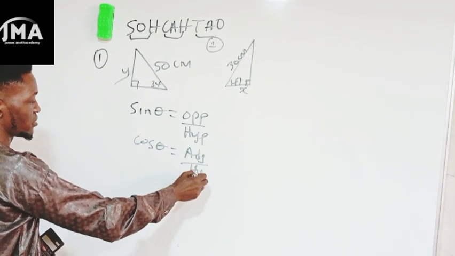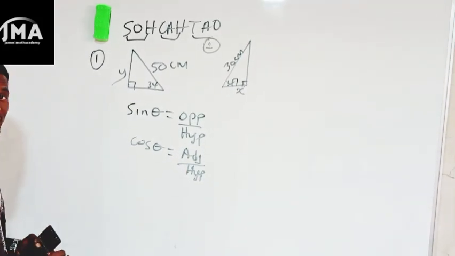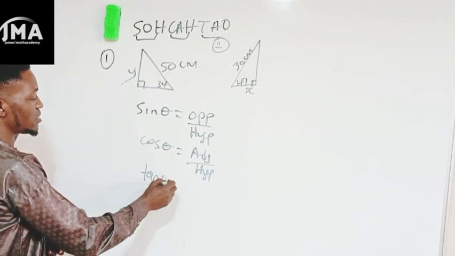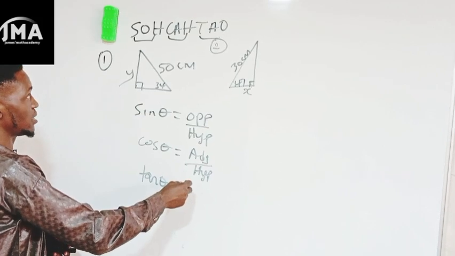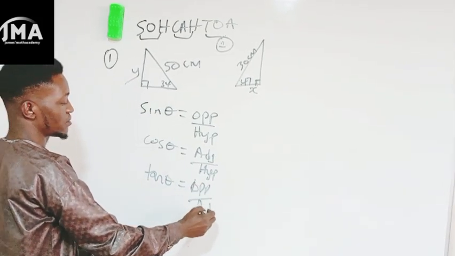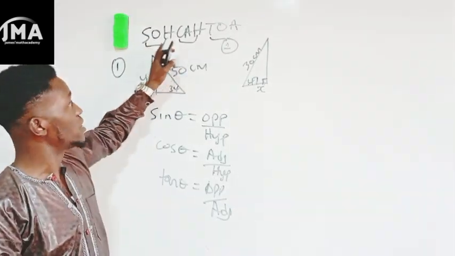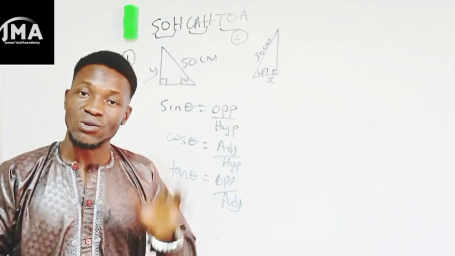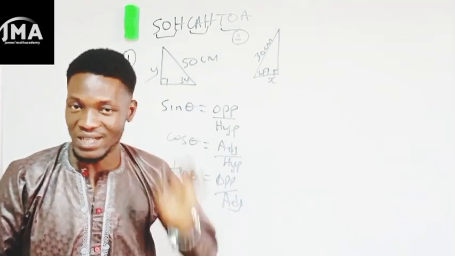But the last one on our list is tan. So we say tan theta. Tan theta is equal to what? Opposite over adjacent. This SOHCAHTOA is usually solved only on a right angle triangle.